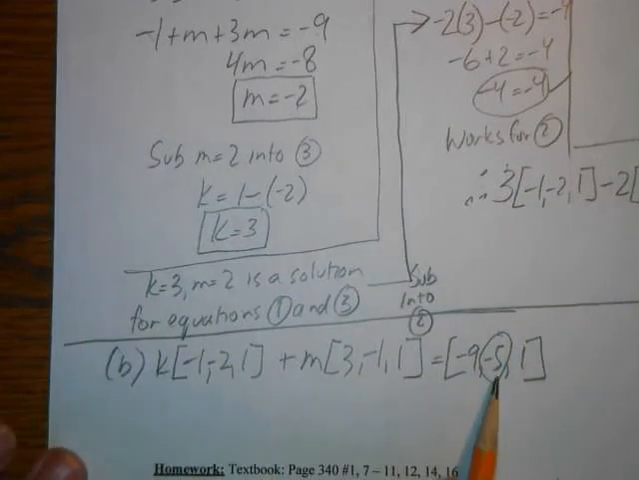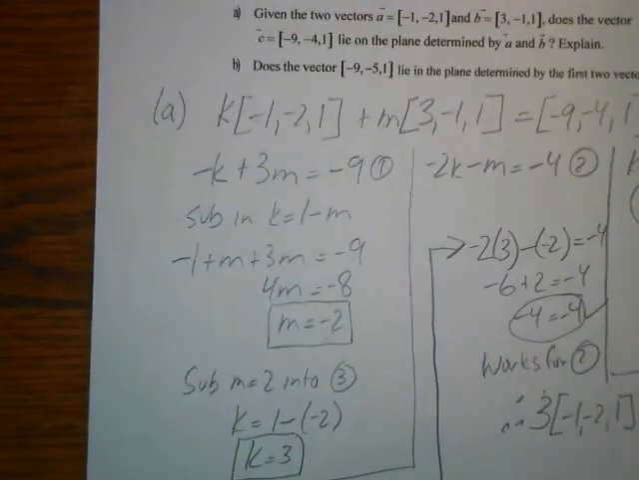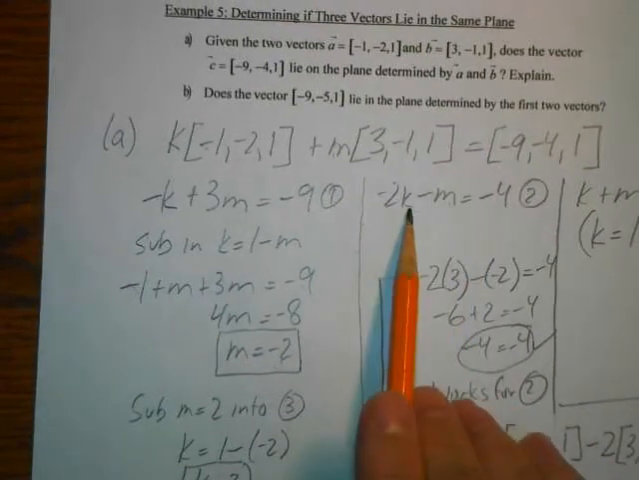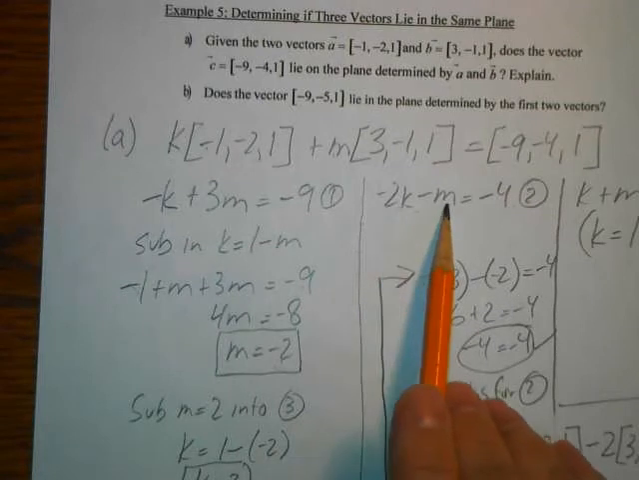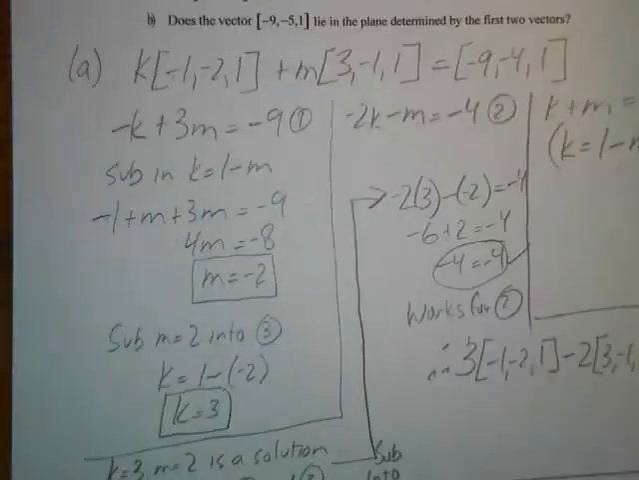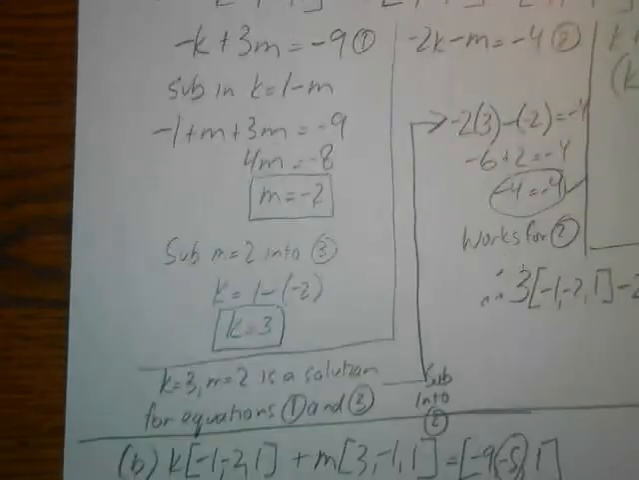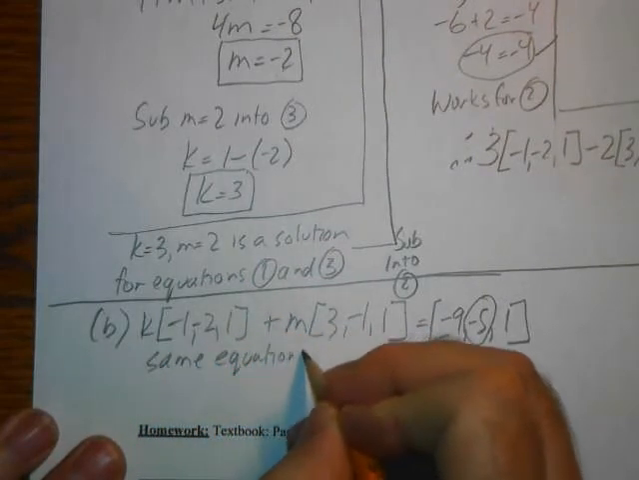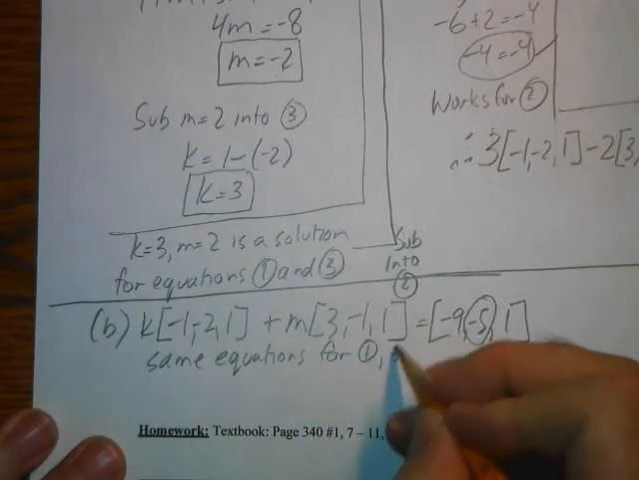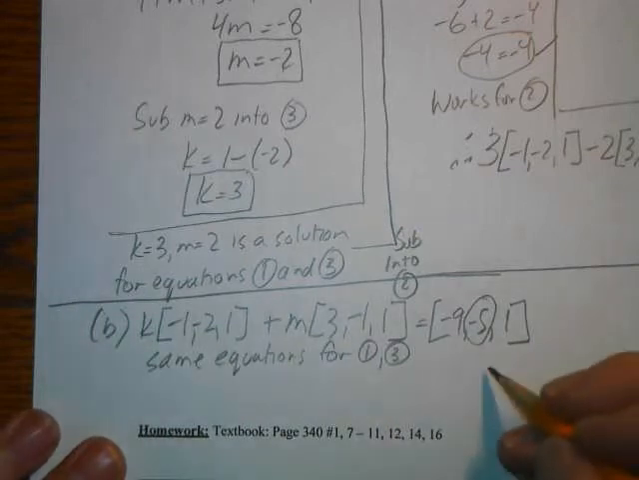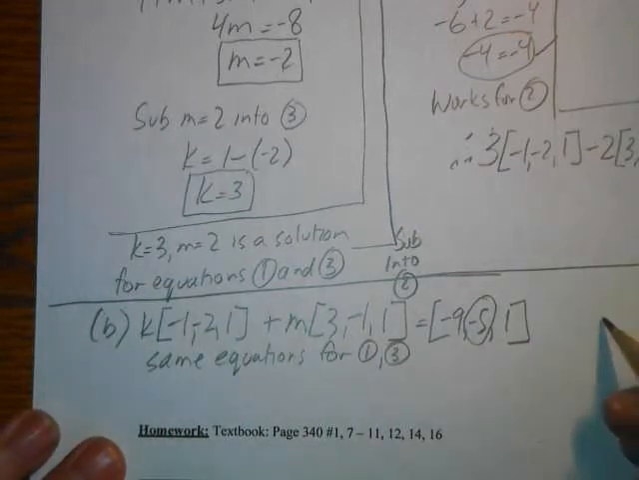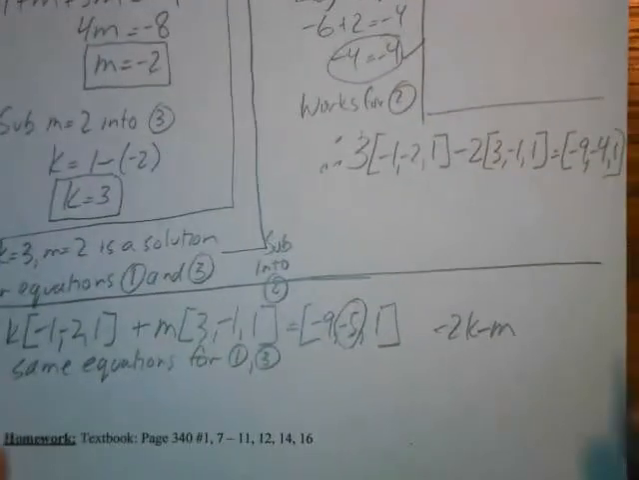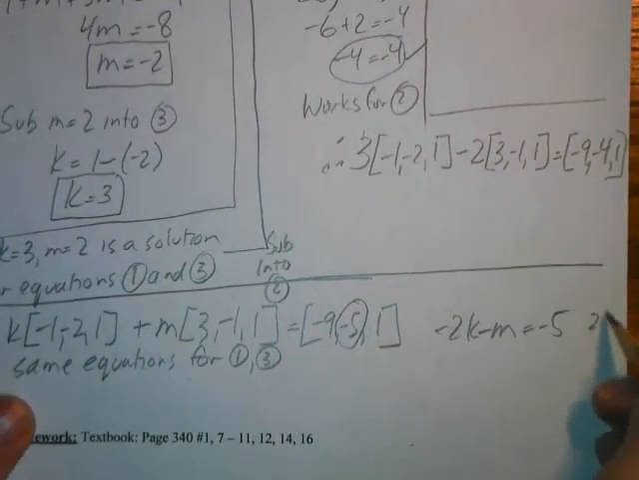So the only equation that we created in part A that's going to be different is the equation for the y component, which is the middle, the second equation. So instead of it being -2k minus m equals -4, this is now going to be -5. So I could put that in words here. Same equations for 1 and 3. Now the new equation for 2 will look like this: -2k minus m equals -5. So I'll call that my new equation 2.